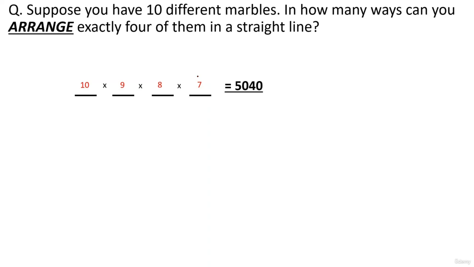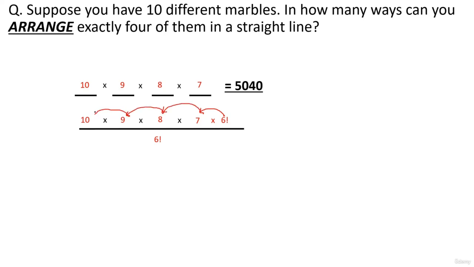Now what I will do, just as a mathematical jugglery, is multiply and divide by 6 factorial. So 10 into 9 into 8 into 7 into 6 factorial, divided by 6 factorial. Now guys, 6 factorial into 7 is 7 factorial, into 8 is 8 factorial, into 9 is 9 factorial, into 10 is 10 factorial, right? So now I have 10 factorial divided by 6 factorial. In the denominator, I will replace the 6 factorial with 10 minus 4 factorial, right? Are we understanding this, guys?